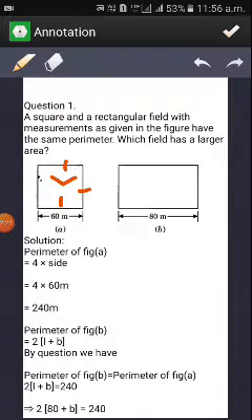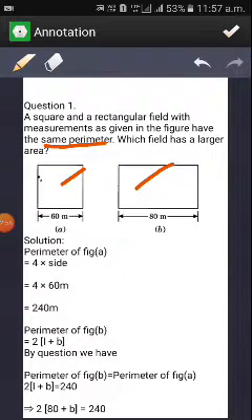So first of all, we have to find the breadth of this rectangle so as to ultimately be able to find the areas and compare them. Only then can we find which field has a larger area. So for finding the breadth of this rectangular field, we will compare the perimeters, as in the question it is given that they have the same perimeters. So we will write perimeter of figure first will be equal to perimeter of figure second.